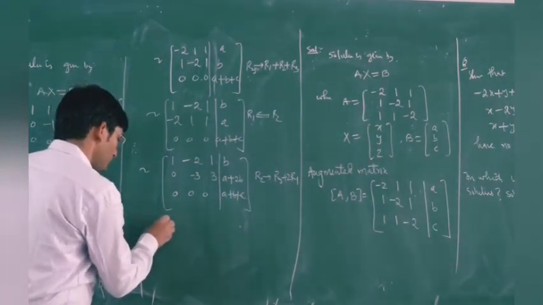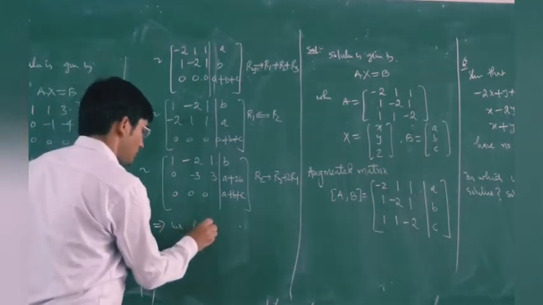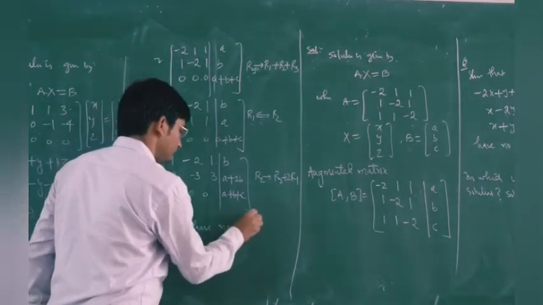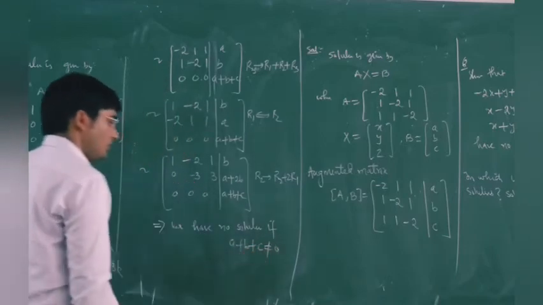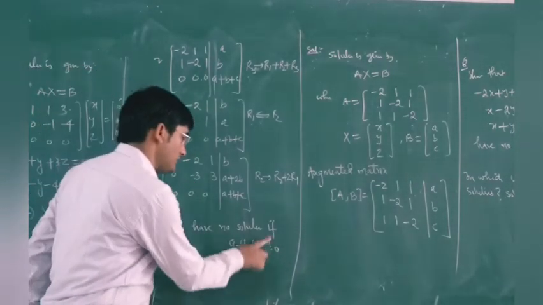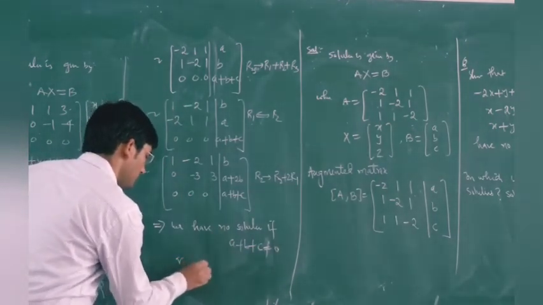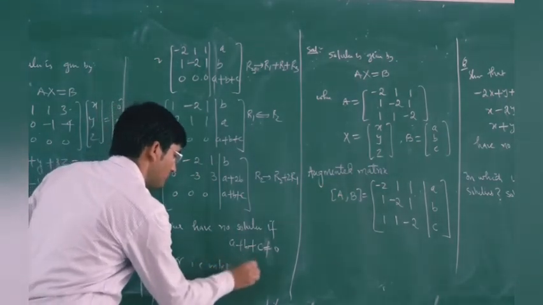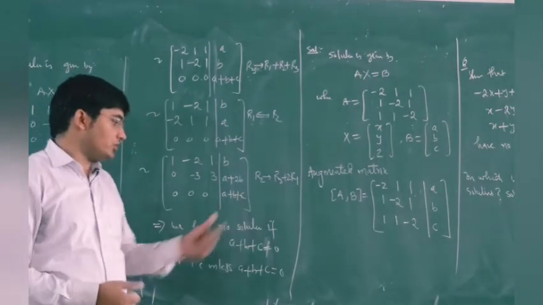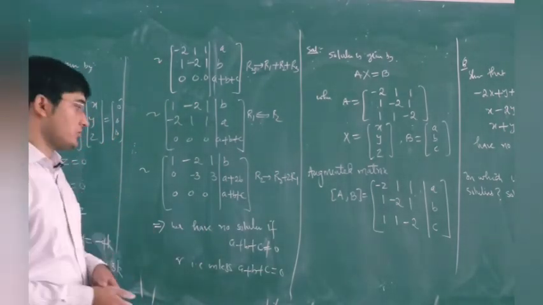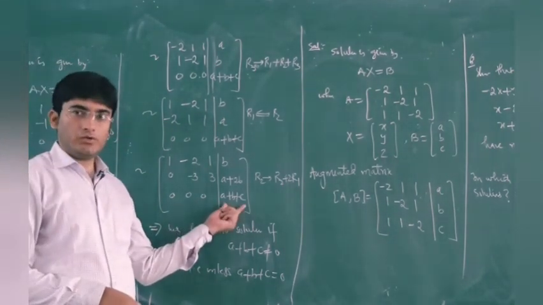So we have no solution if A plus B plus C is not equal to 0, or we can say that unless A plus B plus C equals 0. So unless this sum is equal to 0, we will have no solution. So for the existence of a solution, this should be equal to 0.